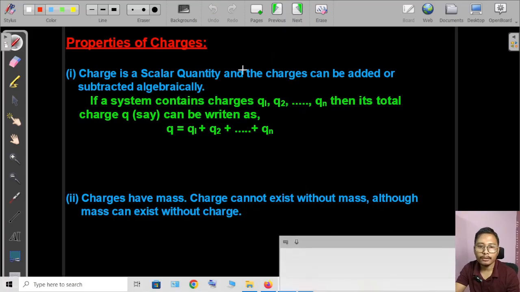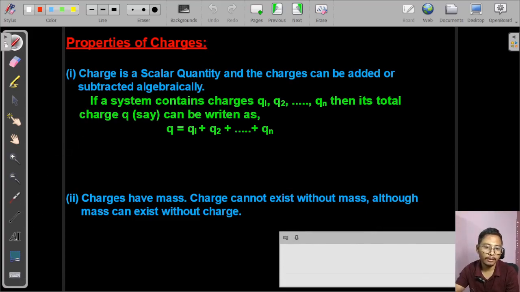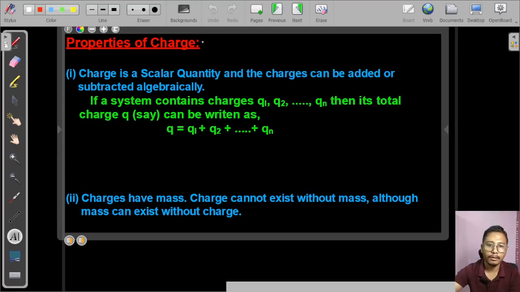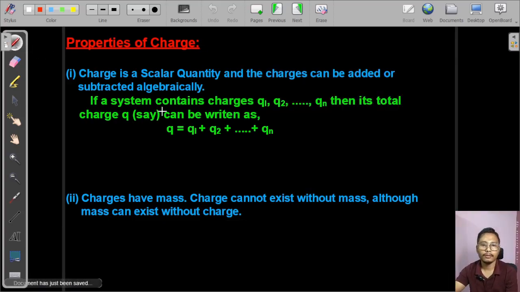Properties of charge. What is written here? Charge is a scalar quantity and charges can be added or subtracted algebraically. Charge has no direction like vector quantities. It has only value. That's why it is called a scalar quantity.